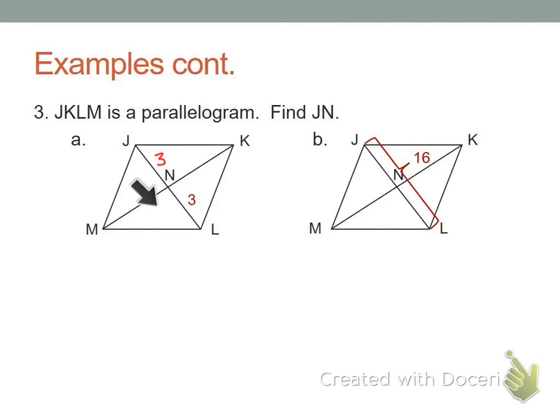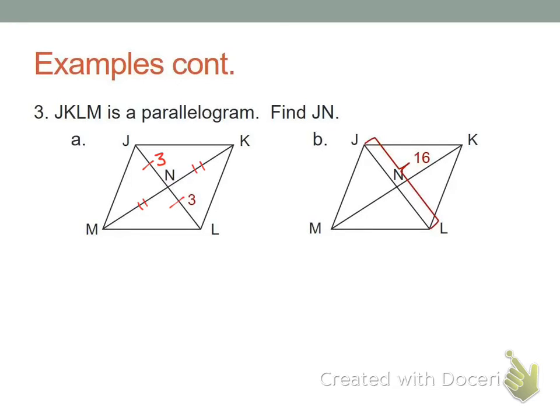Okay, if these are diagonals, they are bisecting each other. So JN and NL would have to be congruent. Does that mean that MN is also 3? No, MN would be congruent to what? KN. But we don't know either of those, so we cannot assume anything about their measures. We only were given that 3. Questions about 3A?